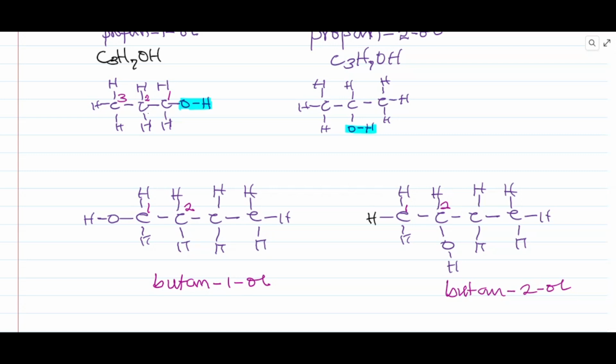Now, if you write the molecular formula for both of them, this is going to be C4H9OH, and this will also be C4H9OH. So they have the same molecular formula, but different structural arrangement due to the position of the functional groups. So therefore, they are structural isomers.